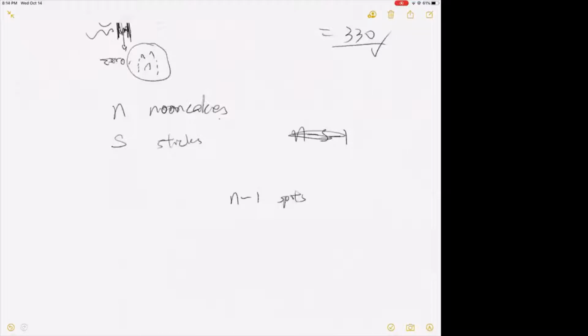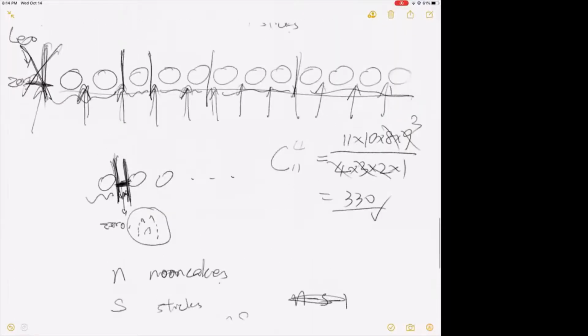And then it will just be C. You can conclude that it would be C(n minus 1, S), right? From n minus 1 spots, we are putting S sticks. So that's a general formula for this case, if we are giving at least one mooncake to each. But that can be proven in an even more general way, like the regular version for problem number one.